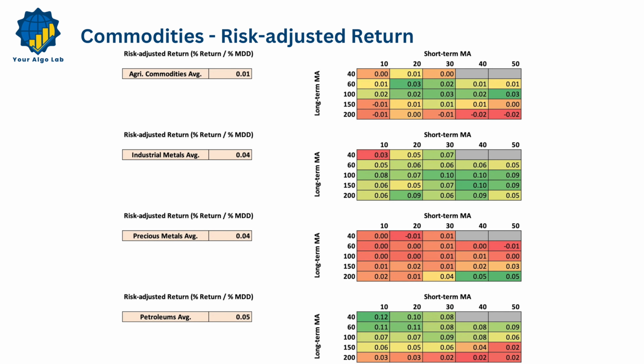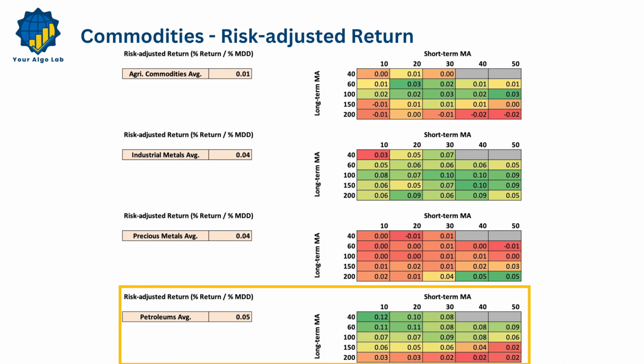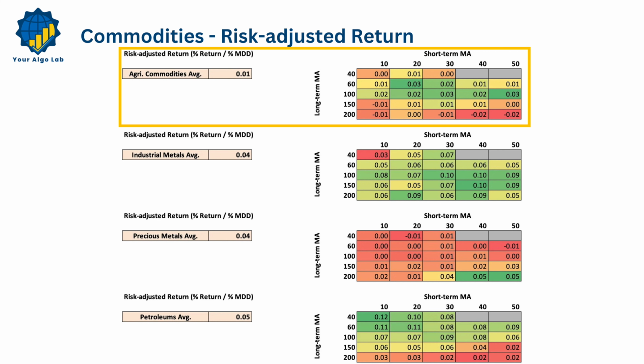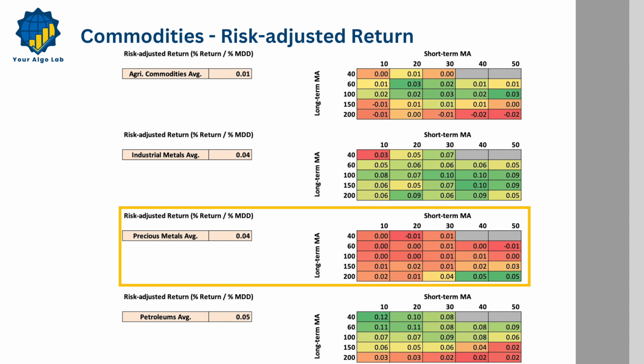Looking at risk-adjusted returns, industrial metals have a 96% outperformance rate, with clustering near the 40, 150 moving average combination. Petroleum products show a 70% outperformance rate, with clustering around 10, 40. Though this combination is close to the boundary of what we consider a long-term indicator and edges into medium-term territory. Agricultural commodities have an outperformance rate of 48%, with clustering around the 20-60 range. The worst performance is seen in precious metals, where only 9% outperformed the benchmark, with clustering favouring the 50-200 combination.